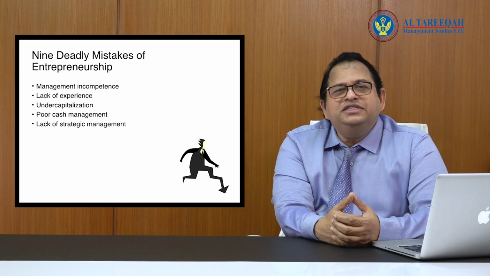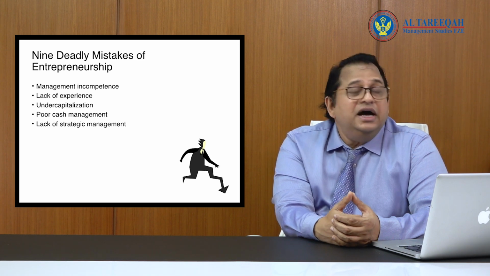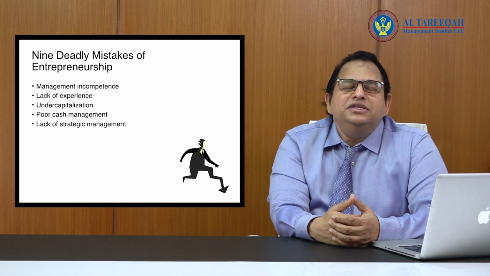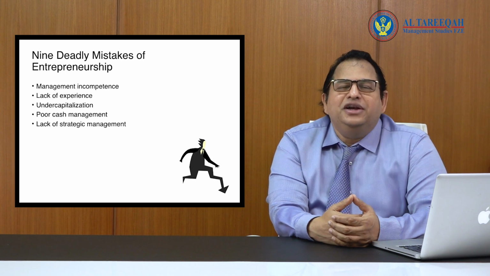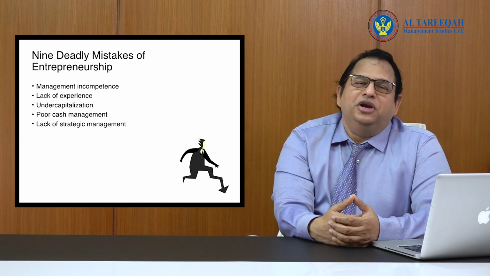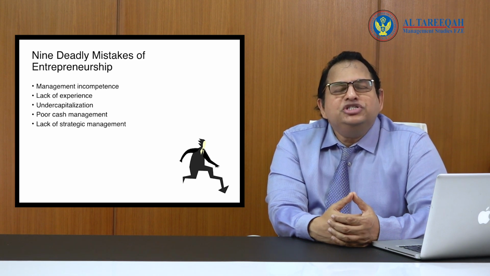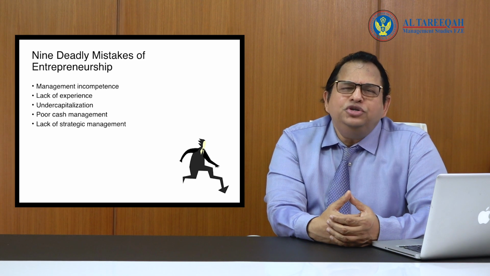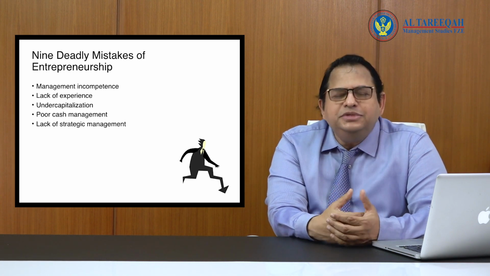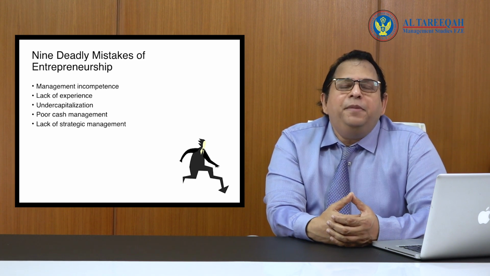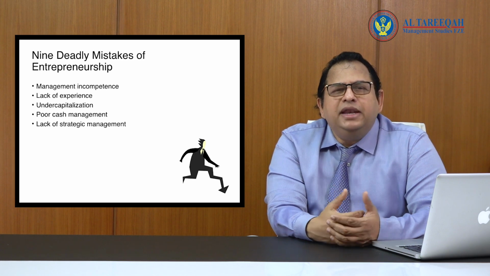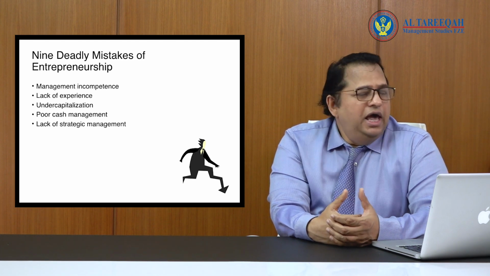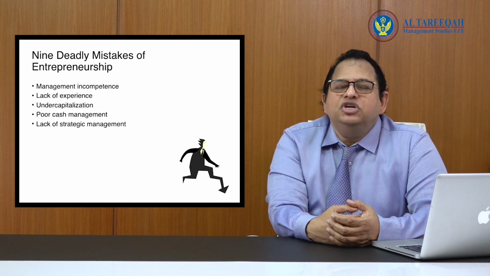Secondly, lack of experience is another reason for business failure and a deadly mistake. If you are trying to do something, try to acquire as much experience as you can before you initiate that business. Thirdly, undercapitalization. Most businesses suffer a limitation of capital because entrepreneurs, because of their inexperience and at times incompetence, are unable to project the capital needs and do not plan for sufficient liquid cash for doing their business. Undercapitalization becomes at times a deadly mistake.